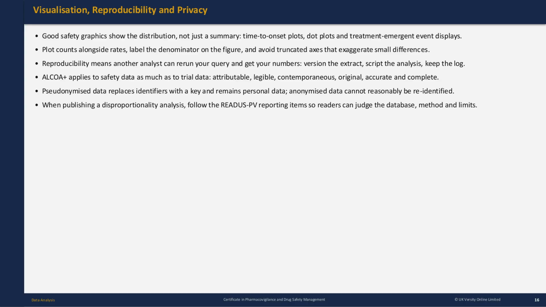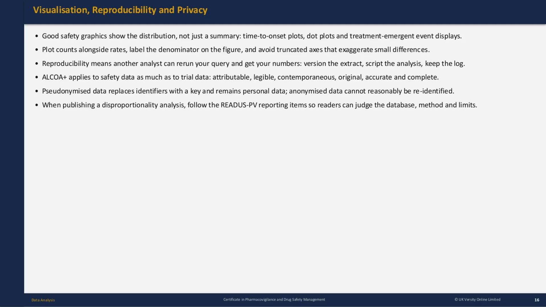Visualization, reproducibility, and privacy. Good safety graphics show the distribution, not just a summary: time to onset plots, dot plots, and treatment emergent event displays. Plot counts alongside rates, label the denominator on the figure, and avoid truncated axes that exaggerate small differences. Reproducibility means another analyst can rerun your query and get your numbers. Version the extract, script the analysis, keep the log.